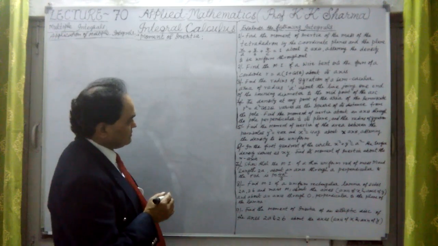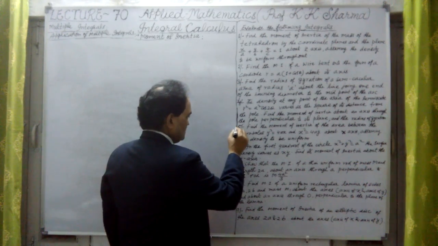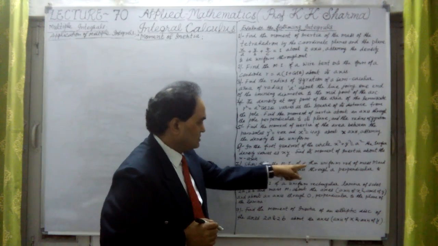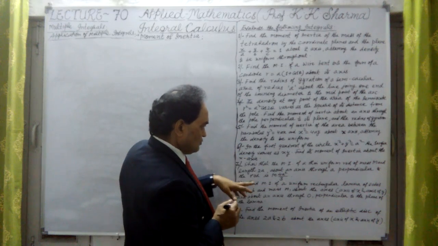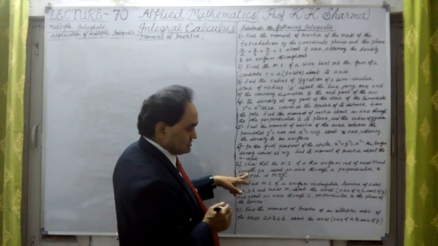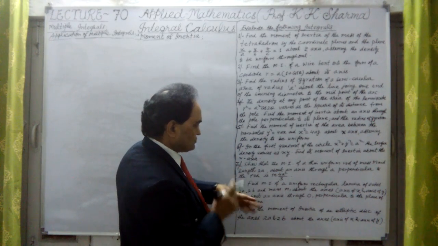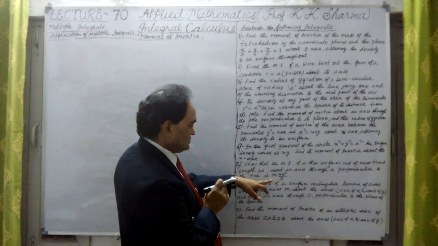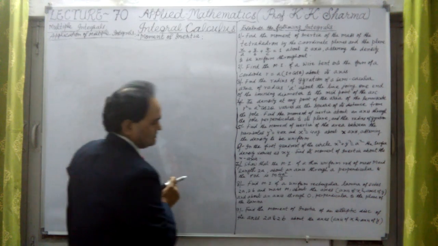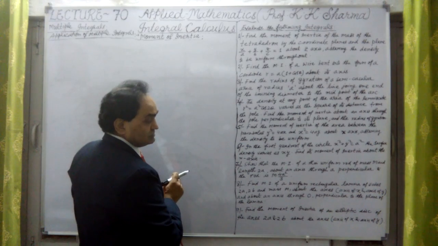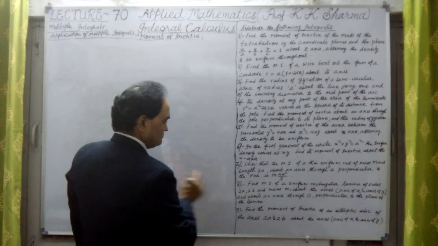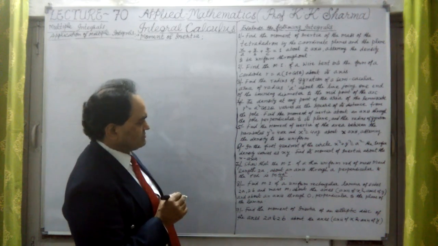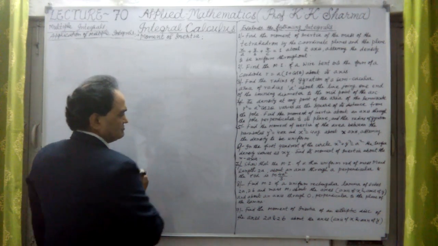Okay, now question number 7 is: show that the moment of inertia of a thin uniform rod of mass m and length 2a, about an axis through a perpendicular to the rod, is m into 4a square upon 3. This we have to do. This is about one axis. Let me take the axis of x. Then we have to find out.